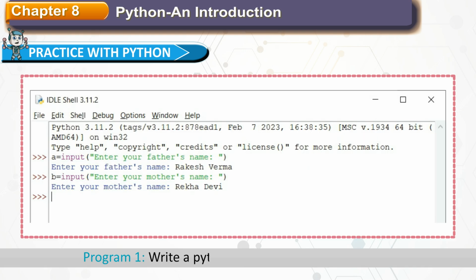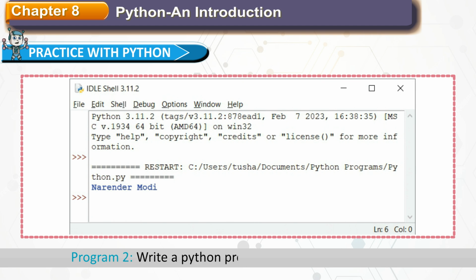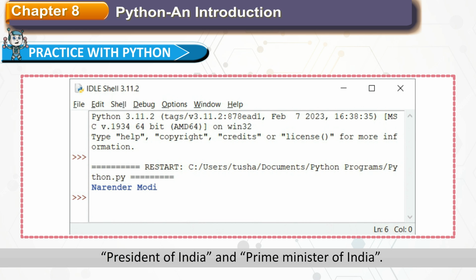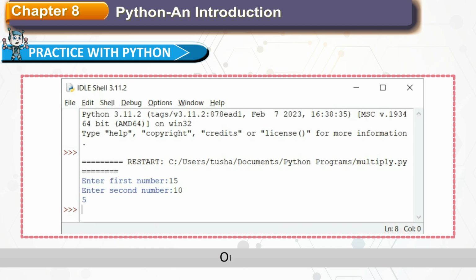Program 1. Write a Python program to let the user input the names of your father and mother. Program 2. Write a Python program to print the name of the President of India and Prime Minister of India. Program 3. Write a Python program to subtract the numbers. Output.